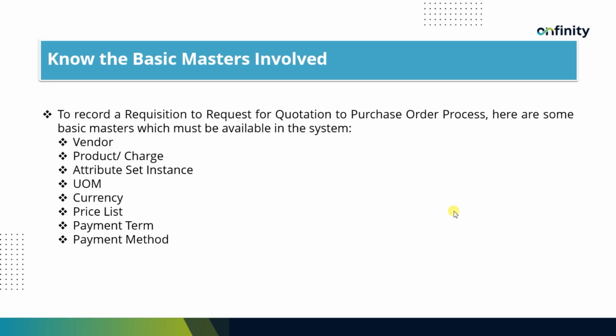To execute this process effectively, certain foundational master data must be available in the system. So, let's know the basic masters involved. To record a requisition to request for quotation to purchase order process, here are some basic masters which must be available in the system: vendor, product, charge, attribute set instance, UOM, currency, price list, payment term, payment method. All of these topics are already covered in their respective training sessions. If you want to learn how to configure them, you can watch the detailed sessions on each topic.